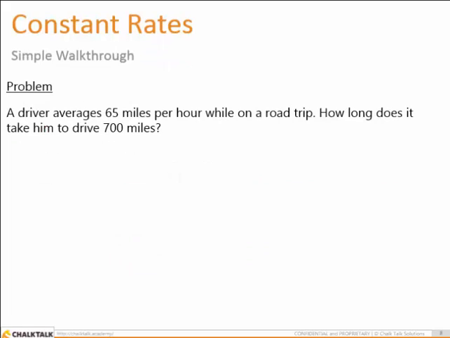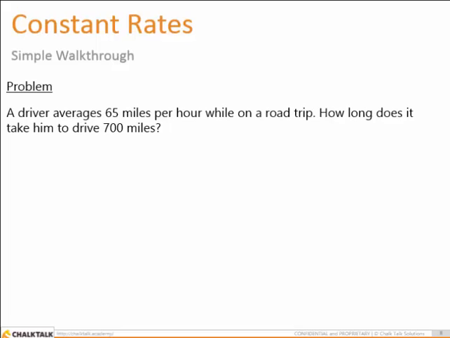In this simple problem, we need to know how long it takes a driver to drive 700 miles when he travels at an average speed of 65 miles per hour. To solve, simply use the principles of algebra to get an answer that makes sense and contains the units you're looking for. In this problem, we know the answer we're looking for is going to be in hours, so we want to cancel out all the units except hours.